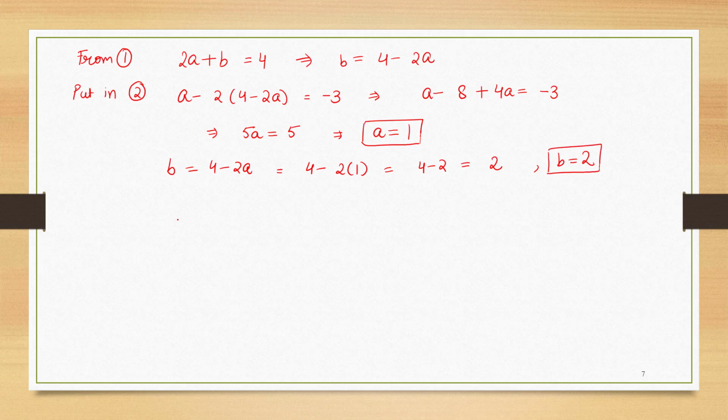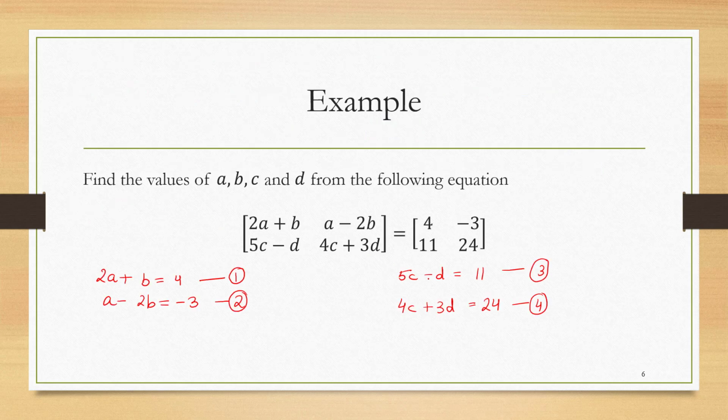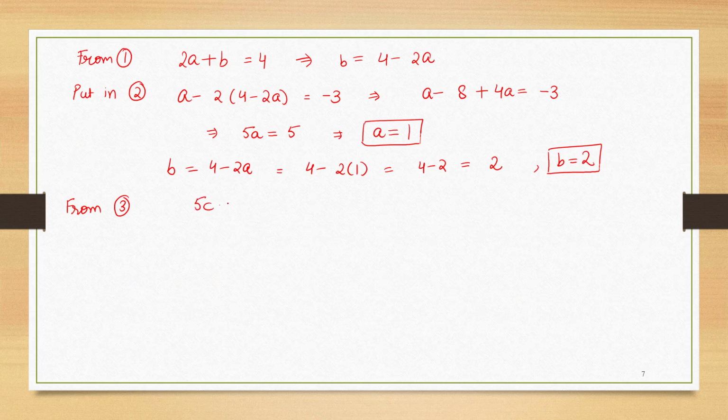Now we consider the other two equations to find the values of C and D. Let's see the third equation. From 3, we have 5C minus D equal to 11. This implies 5C minus 11 is equal to D.